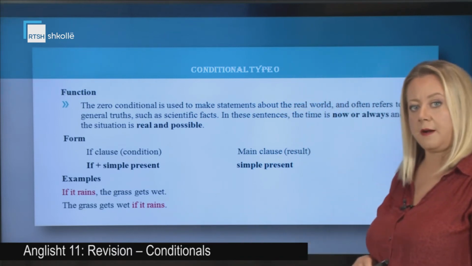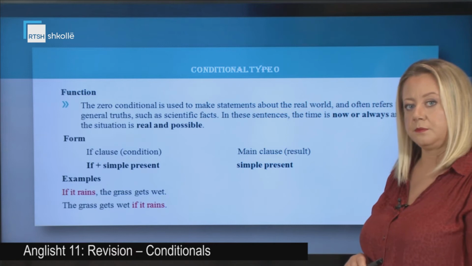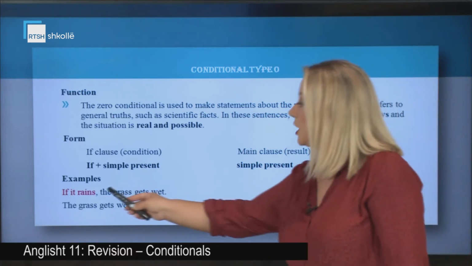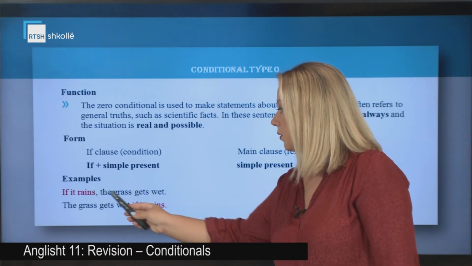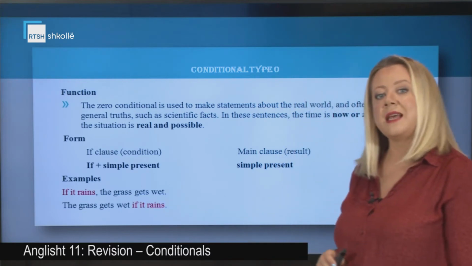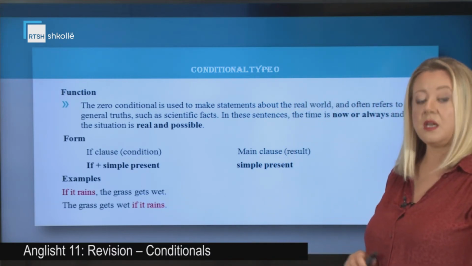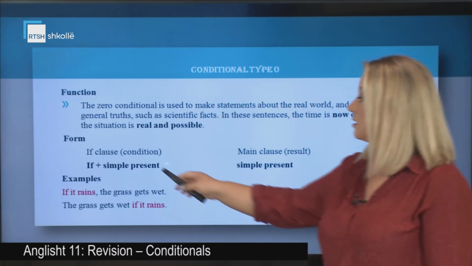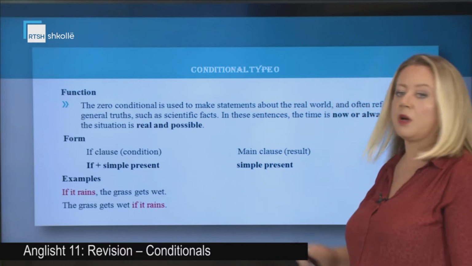What can you notice here? So, if we change the place of the if clause and the main clause, the sentence meaning does not change. It is very important, though, to maintain the structure that we said above.